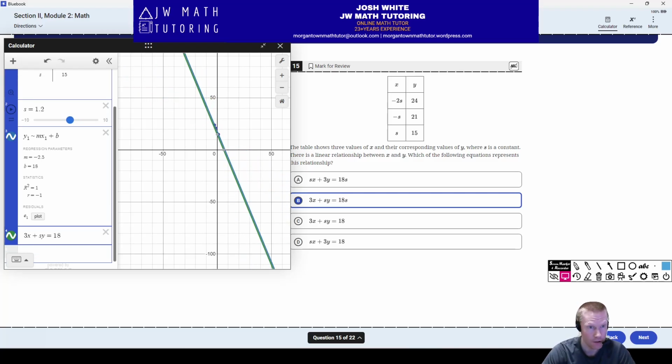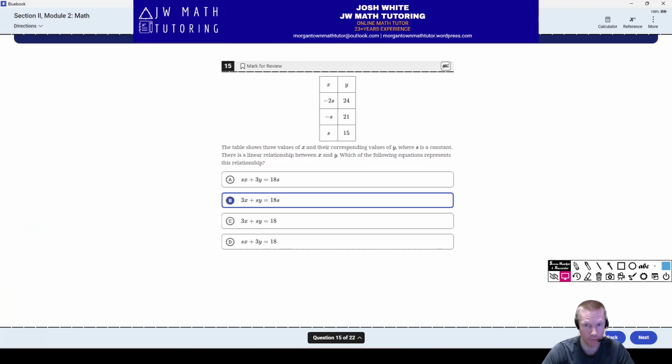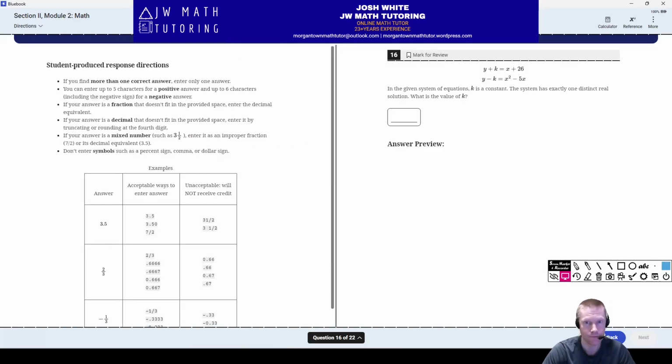Now, if you choose s equals 1, they do overlap, but for any other value, they don't. So you can clearly see here that C is wrong. So that's what I was saying before about the equation needs to be true for every value of S, not just some particular values. But again, the answer for this one is B.